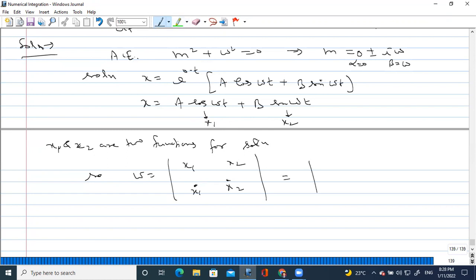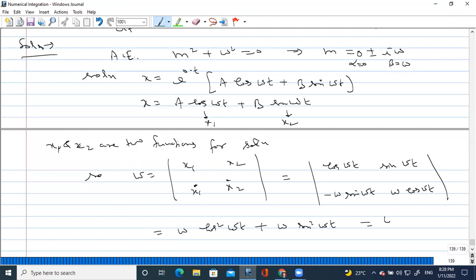So it will become: x1 is cos omega t, x2 is sin omega t, and the dot of that is minus omega sin omega t, and omega cos omega t. So that will become cos omega t into omega cos omega t plus omega sin square omega t, that is omega into cos square plus sin square. So the answer is omega. Like this you can find the Wronskian.